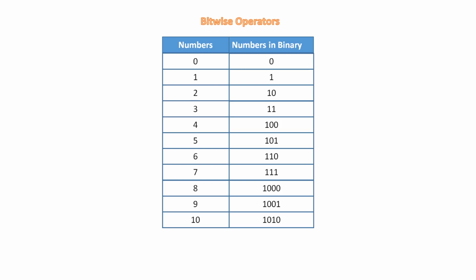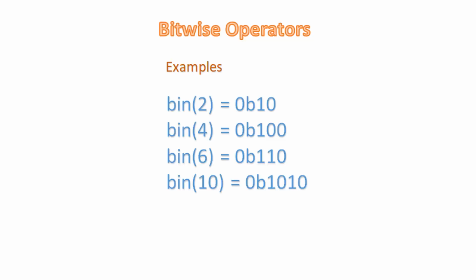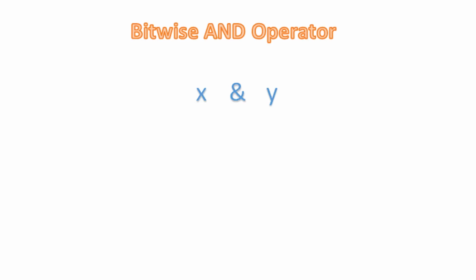Before going further, I wrote down the numbers 0 to 10 and their binary equivalent. You can get binary representation of any number using the bin function. These are some examples.